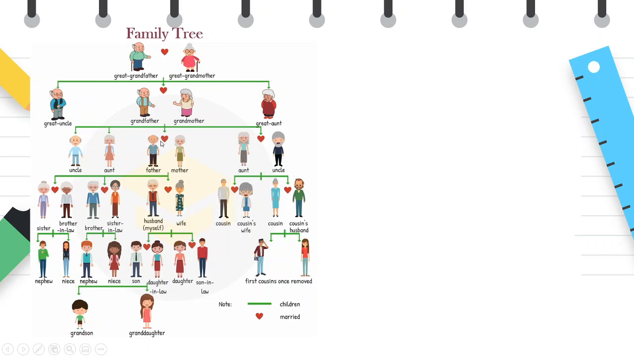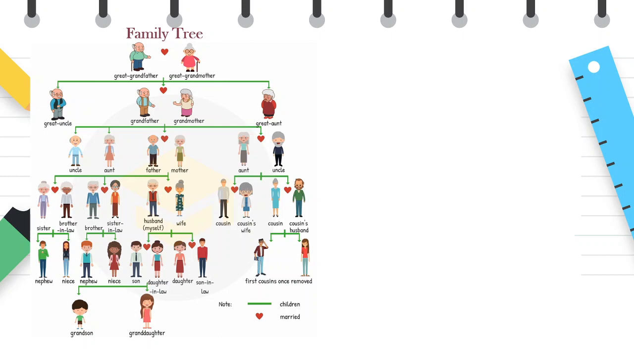Your parents' siblings are your uncle or aunt, and their children are your cousins. In-laws are regarded as extended family and not connected by blood.